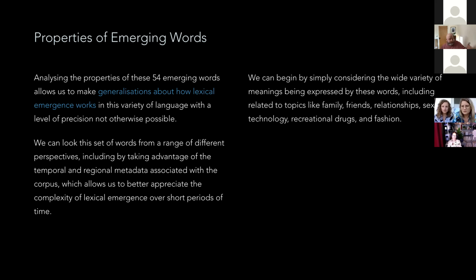Okay, so we can look at this now from a range of different perspectives. I think it's kind of exciting, and we can try to see, okay, well, in general, what's happening?